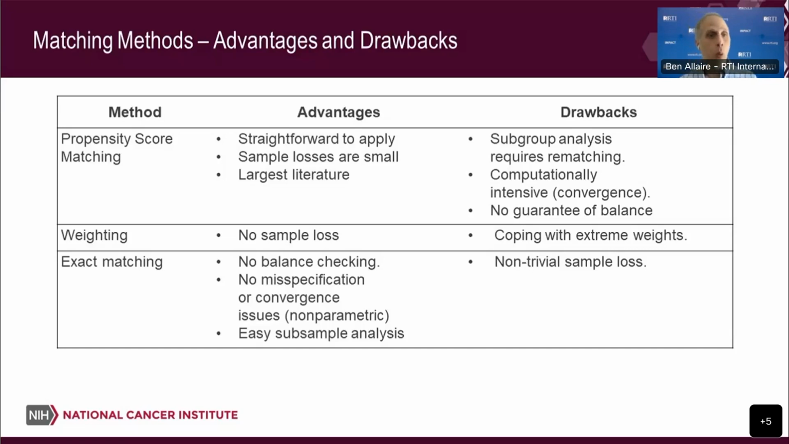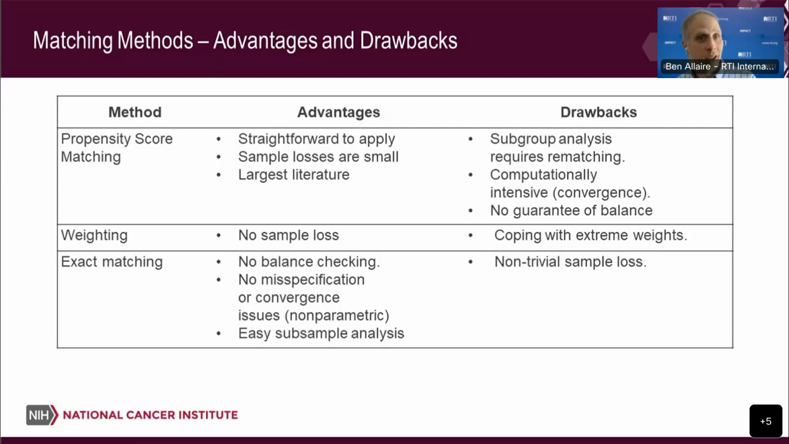In terms of weighting, one of the biggest advantages is that there's no sample loss, right? You have everyone, and so that is definitely an advantage to weighting. One of the drawbacks is that if you have some very small subgroups, you may have very large extreme weights, and you'll have to think clearly about what your strategy is in dealing with those large weights.